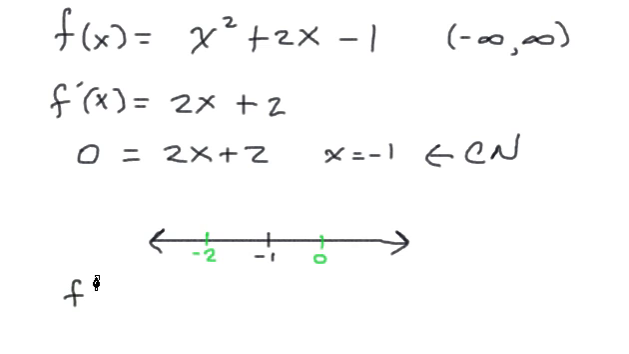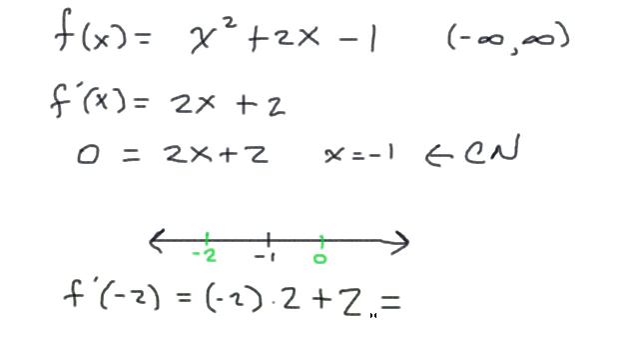Okay, so f prime of -2 is equal to, it doesn't matter which side I put this on, -2 times 2 plus 2. Now what we're concerned about here really is not the number, but if this is going to be a negative or a positive. That's all we're really concerned about here. So you have -2 times 2 is a -4, and -4 plus 2 is -2. So this is a negative number.